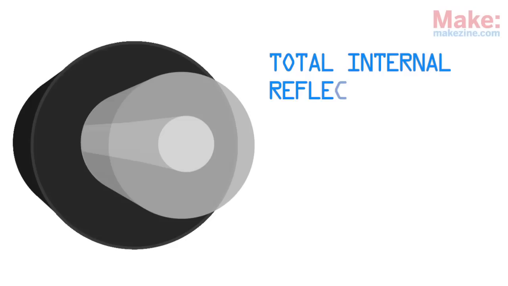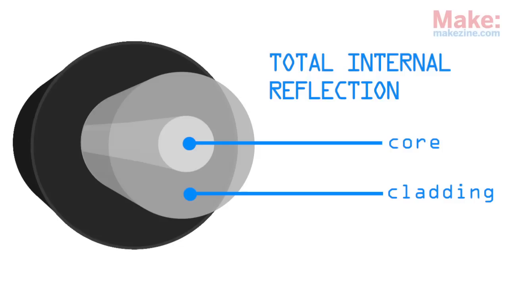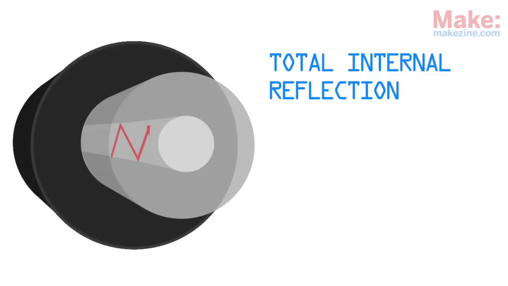An optical fiber works using a process called total internal reflection, and each fiber is actually made up of two different materials, a core and a cladding. Because the core and cladding allow light to pass through them at different speeds, light that hits the boundary between them ends up reflecting back into the core, and subsequently, moving on down the line.